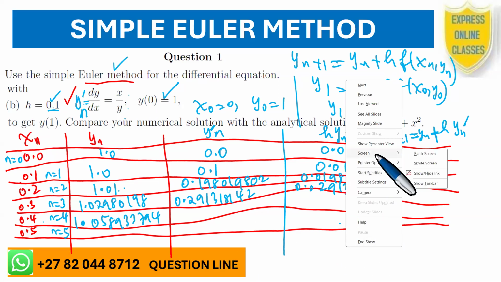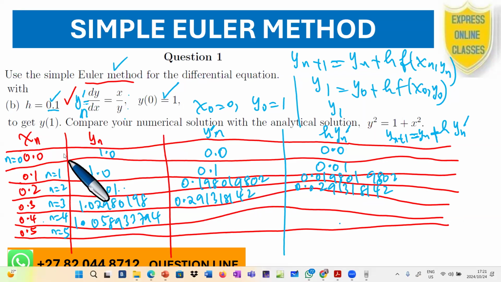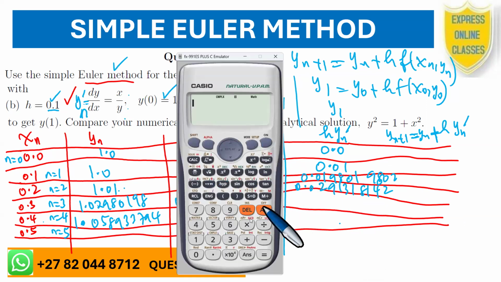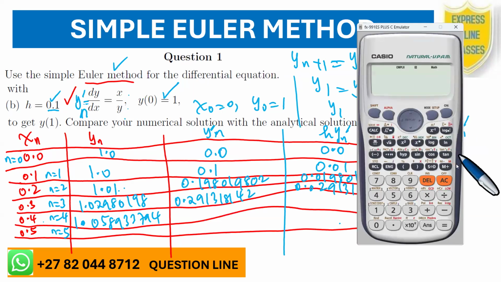Okay, it depends on how you organize your things, because in the end, what do we want to achieve? We want to get y at 1. That is what we want to achieve. So now we're going to do x over y. What is x here? It's 0.4. 0.4 divided by 1.058933794.